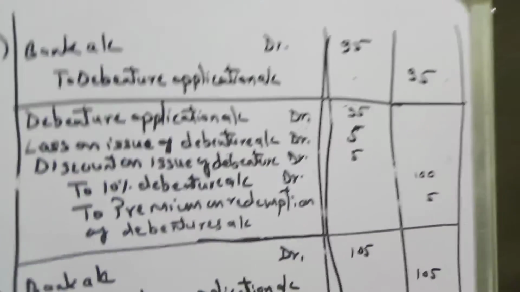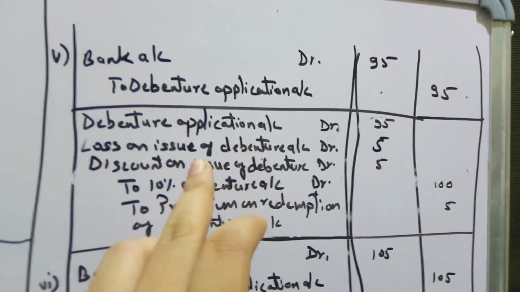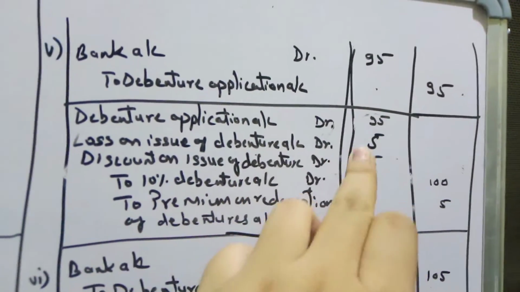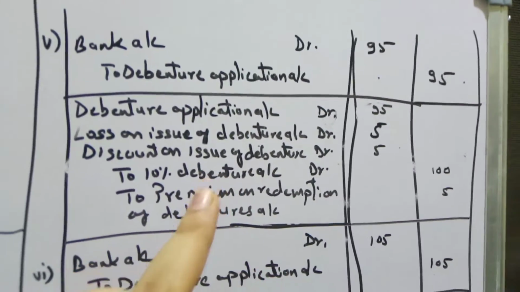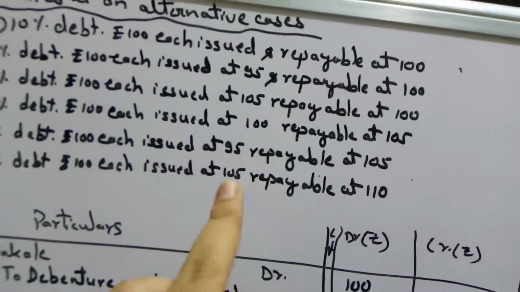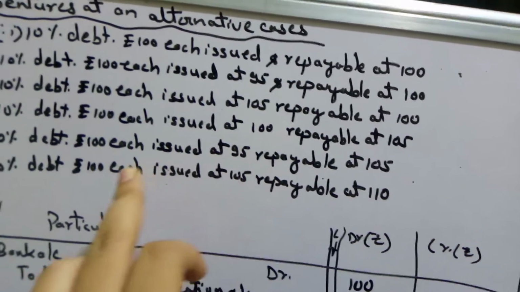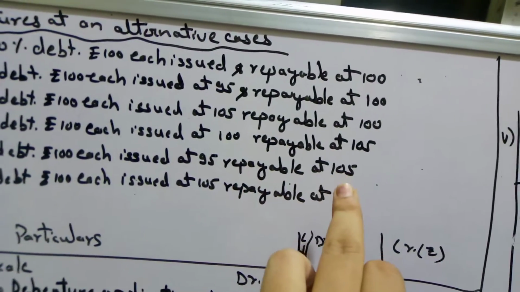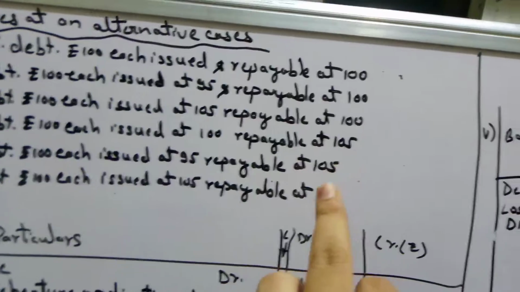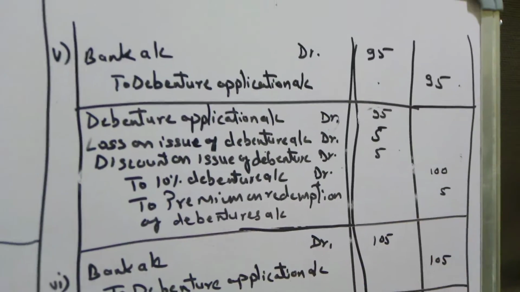So the debenture application amount will be repeated again. Loss on issue of debenture, because we are redeeming it at a premium of 5, and discount on issue, because we have issued the debentures at a discount of 5. The issue price is 95, so 100 minus 95 is 5, therefore the discount is 5, and repayable is 105, so 105 minus 100 gives you 5 as the premium, therefore premium on redemption is 5.